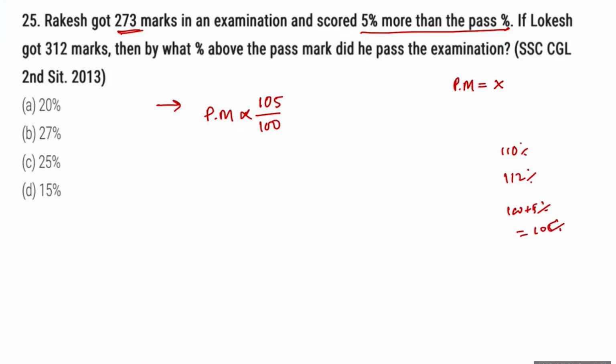Passing mark is 100%. His score is 273 marks, which is the pass mark into 105 by 100. So 273 equals the pass mark into 105, and we calculate.